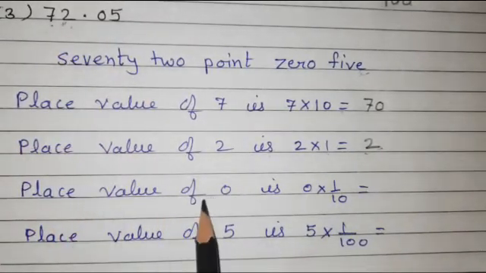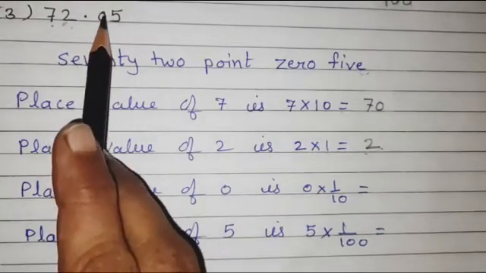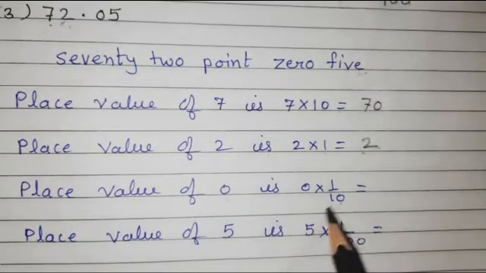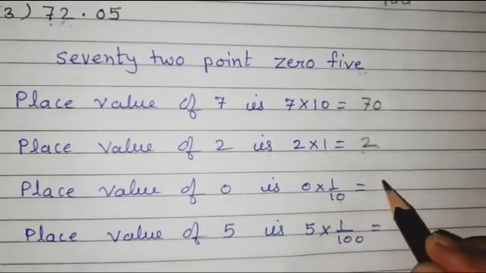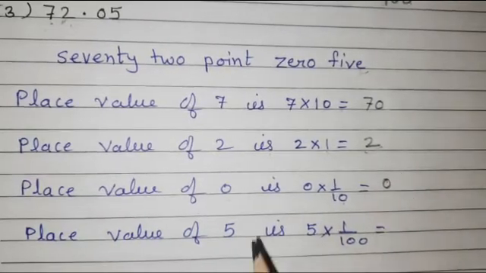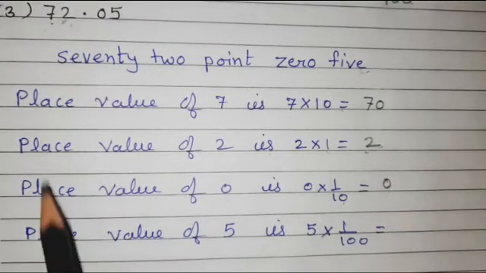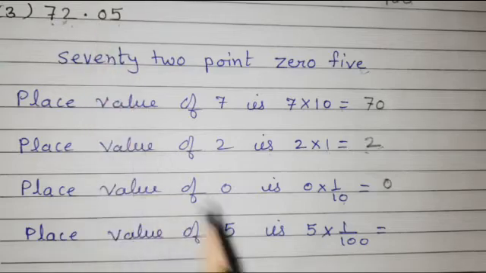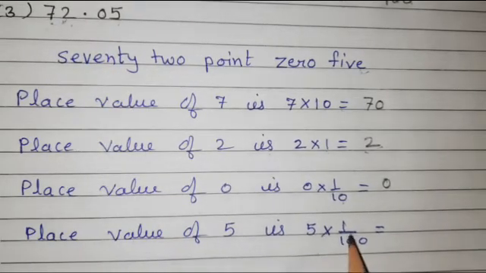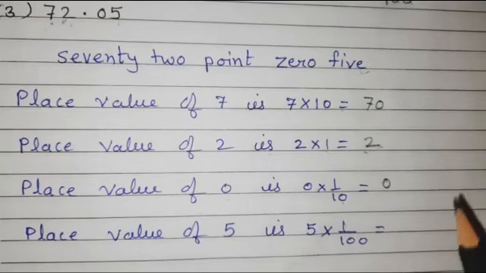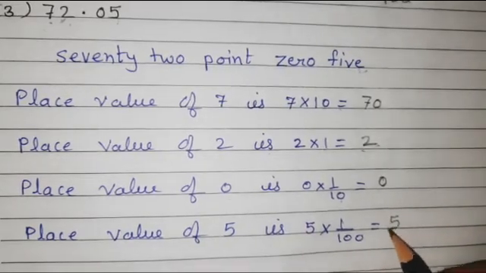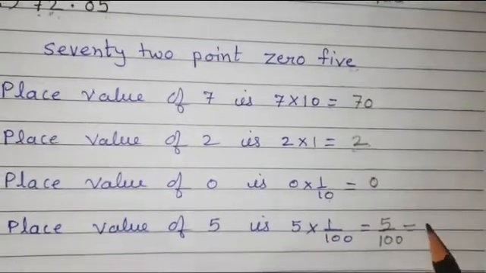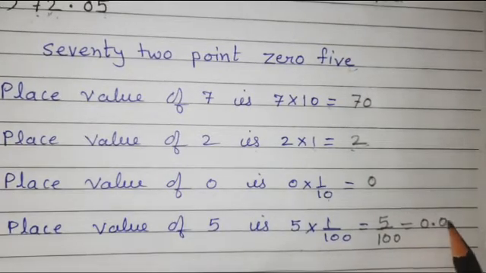Now next, place value of 0, and 0 is at tenths place. Tenths place means 0 multiplied by 1 upon 10, and when 0 is multiplied with any number, the answer is 0. So place value of 0 is always 0. Now the place value of 5. 5 is at hundredths place. So place value of 5 is 5 multiplied by 1 upon 100, and 5 multiplied by 1 upon 100 is 5 upon 100, and 5 upon 100 we write as 0.05.